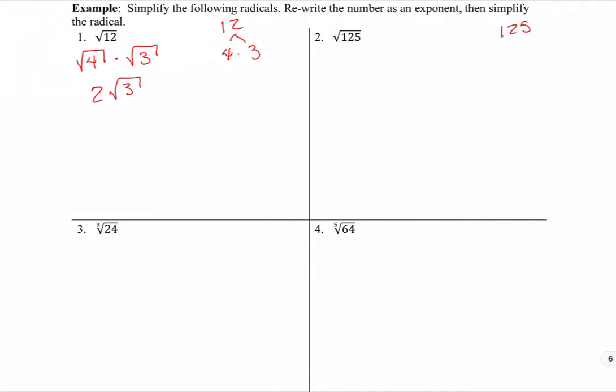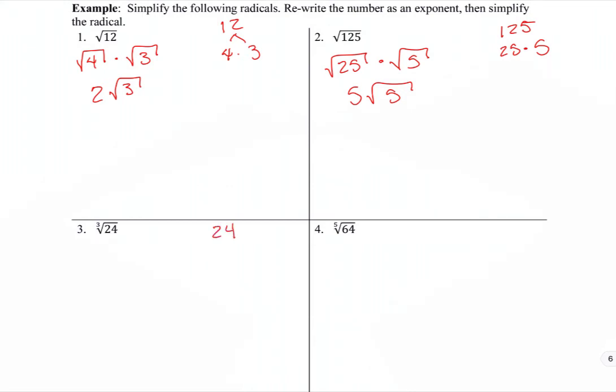125 is 25 times 5. So that's the square root of 25 times the square root of 5. So that's 5 times the square root of 5. Woo!